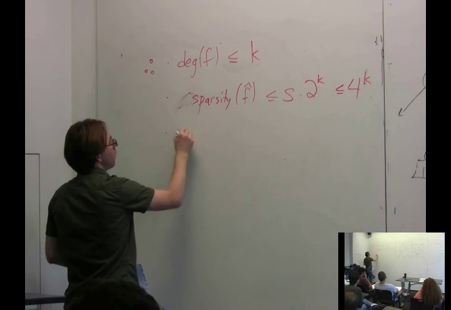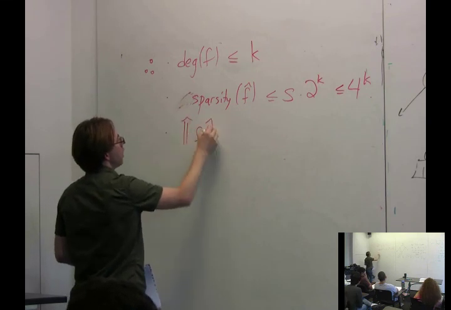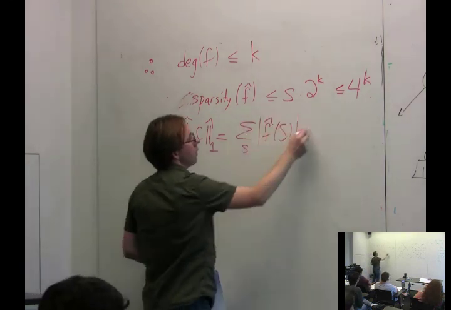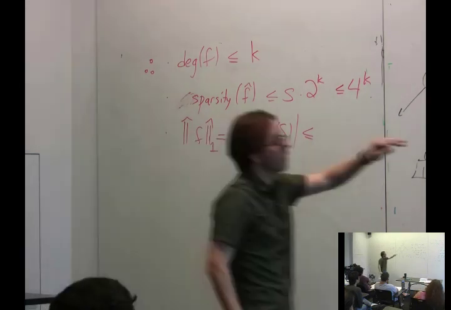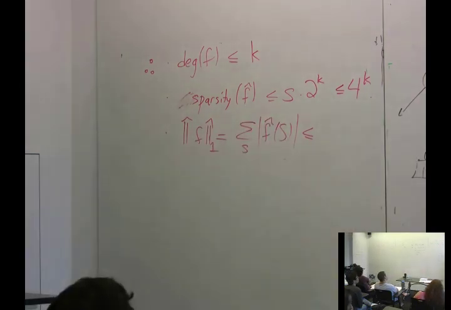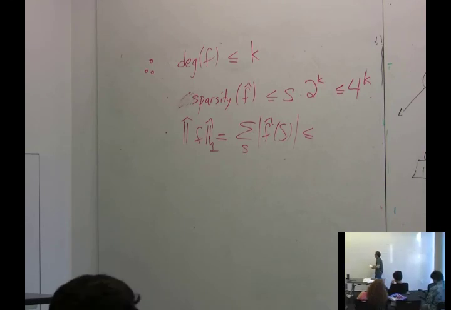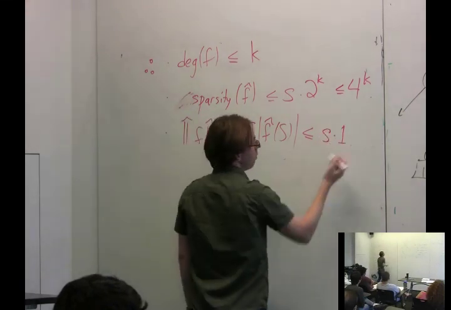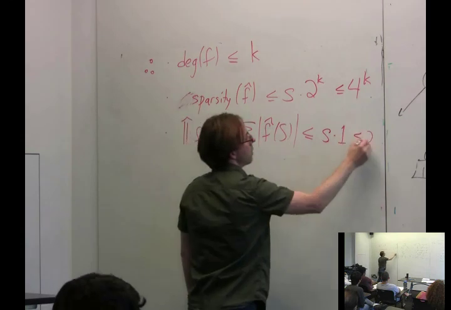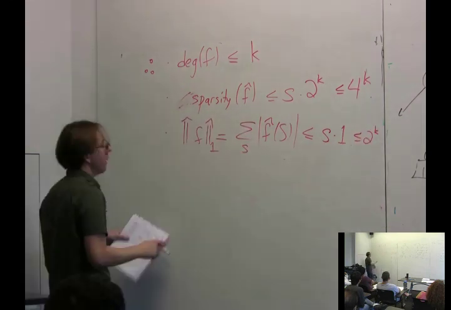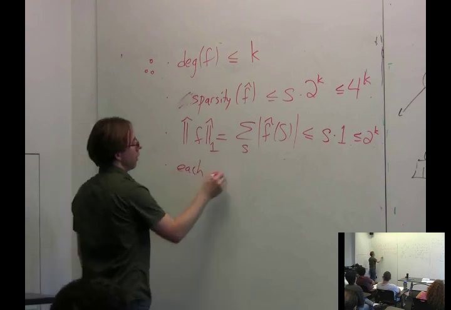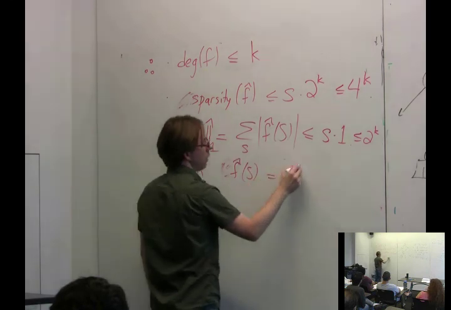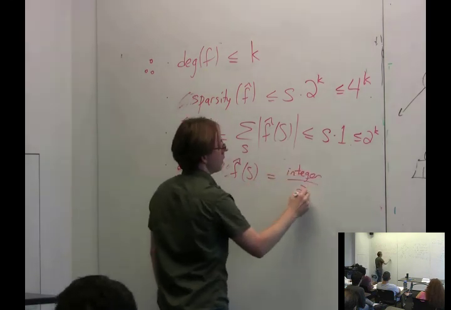This thing, which as you'll see in the homework, is sometimes called the Fourier one norm, is the sum over s of f hat s in absolute value. Well, again, each of these things has Fourier one norm at most 1. It's not hard to see that if you add up a bunch of them, this really is a norm. And so therefore, this is at most s times 1, or at most 2 to the k. And each Fourier coefficient, f hat s, is also going to be of the form integer over 2 to the k.